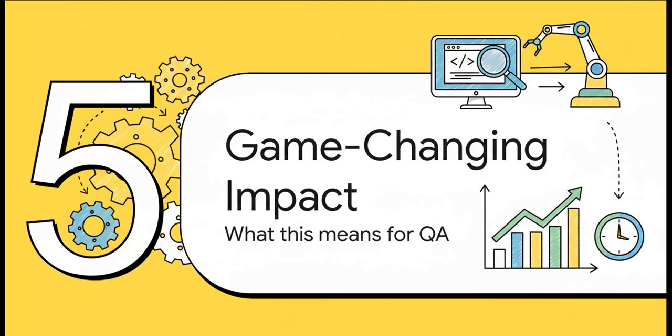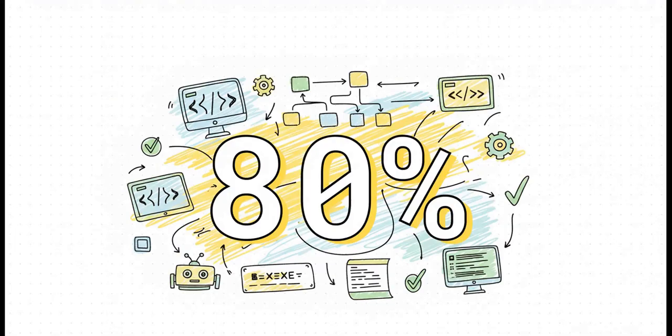Okay, so we've seen how it works, but let's talk about why this is such a total game changer. What does this level of intelligent automation actually mean for a QA team on a day-to-day basis? Here it is, the headline number. The source material estimates an 80% time savings. Just let that sink in for a second. A task that might have taken you an entire day can now be done before you've even finished your morning coffee. I mean, that's the scale of the impact we're talking about.